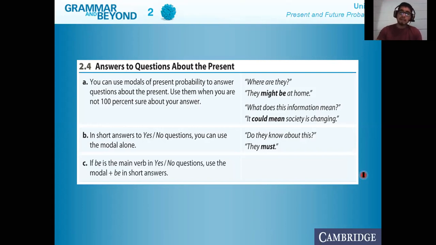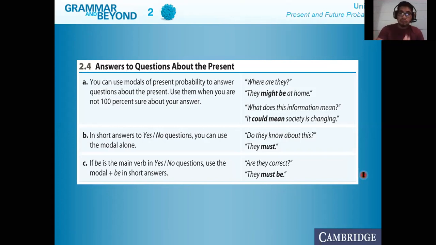If be is the main verb, in yes, no questions, use the modal plus be in short answers. For example, are they correct? When I talk about be, I talk about the verb to be in any form. I mean is, am, or are. And then you see they must be, okay? Use the modal plus be in short answers.